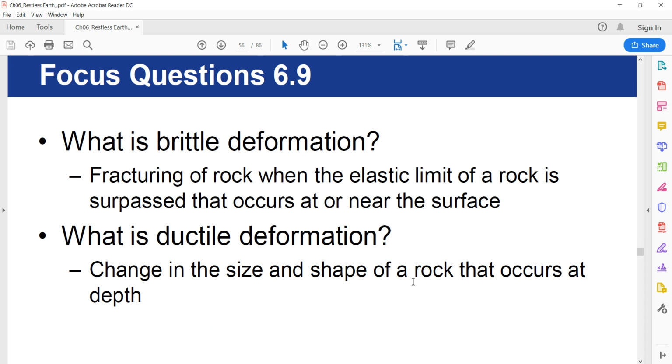What is brittle deformation? Just a definition here: fracturing of rock when the elastic limit of a rock is surpassed. That occurs at or near the surface. So the important point to remember is that brittle deformation occurs near the surface, and ductile deformation occurs at a depth where geothermal energy is high and the temperature is higher relative to the surface.